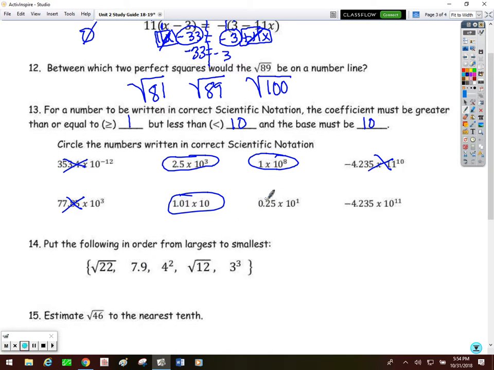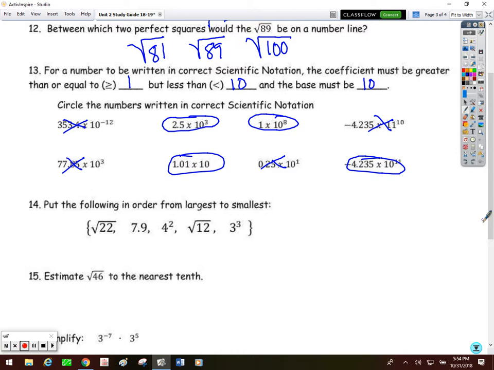All right, look at this one, 0.25 times 10 to the first power. Well, my base is 10, but look at my coefficient. The number to the left is a 0. We can't have that, plus 0.25 is less than, not greater than or equal to 1, so this one is not correct. Okay, now this is the same coefficient, but now look at your exponent and your base. We reversed them, so we have correct coefficient, correct base. There's a good one.